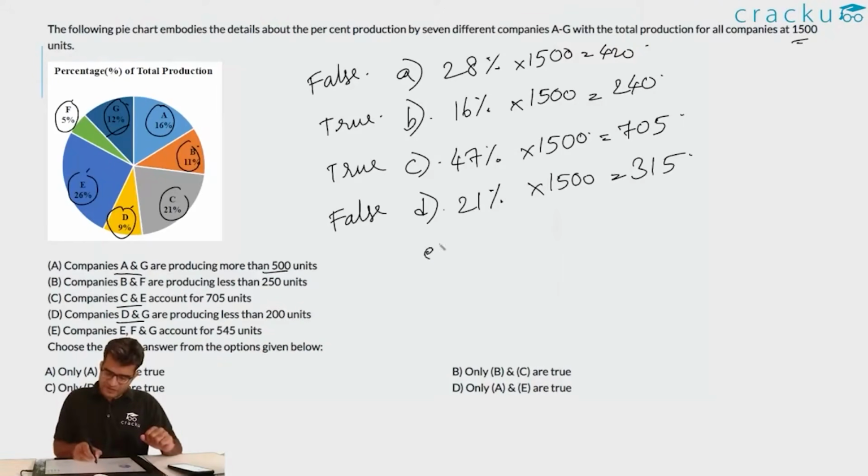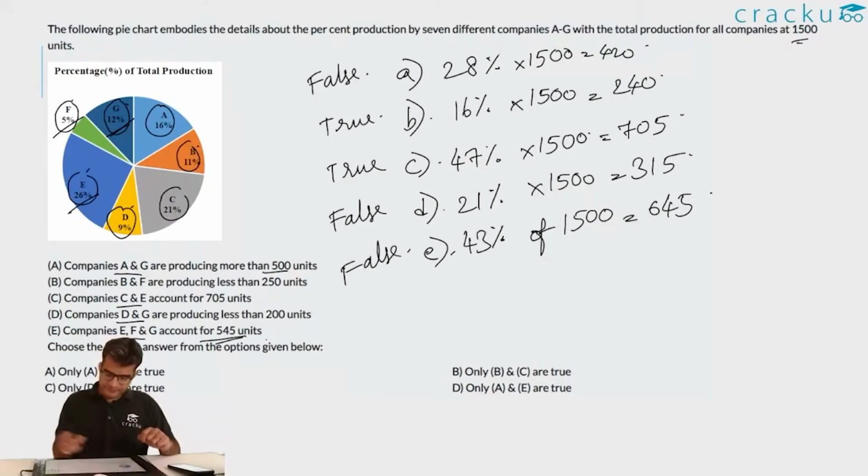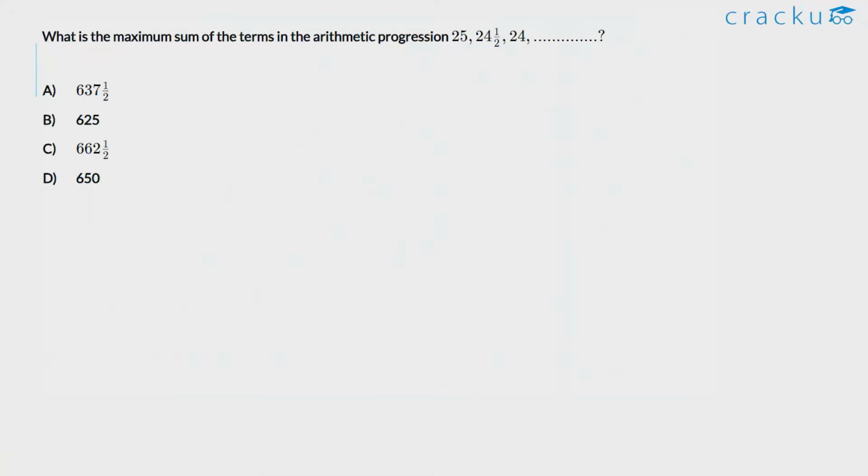What is option E? Companies E, F and G account for 545 units. E is 26%, F is 5%, G is 12%. So all of them together will be 43%. What is 43% of 1500? That is equal to 645. They are not equal to 545. So this also is false. So the correct answer is that only options B and C are true and all the remaining are false.